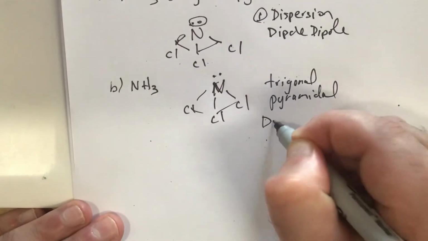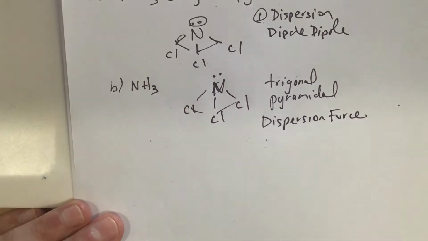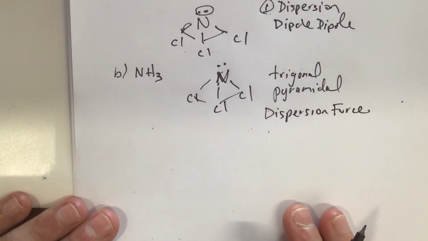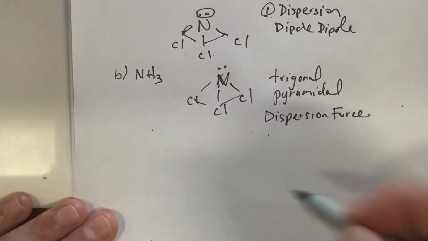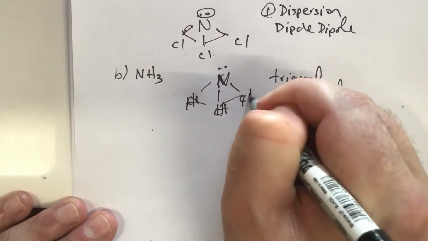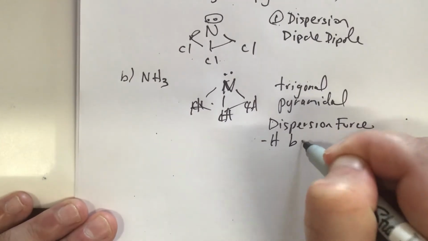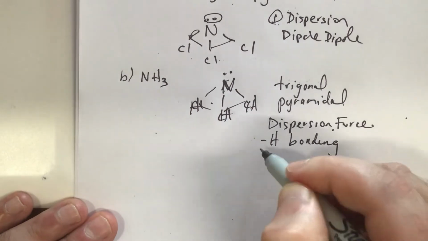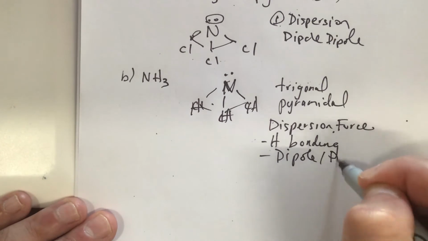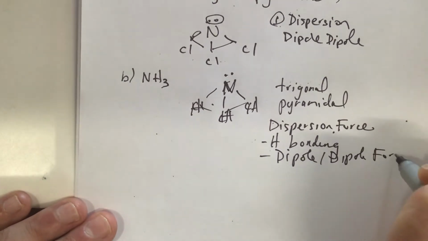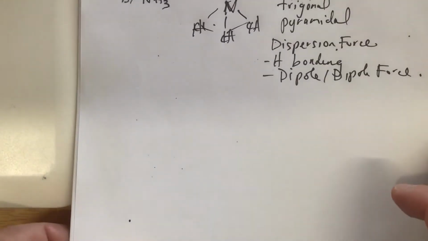Well, all molecules have a dispersion force. We've got, oh, what am I doing? I'm drawing chlorine. So these should be hydrogens. Because we've got nitrogen and hydrogen there, we have hydrogen bonding, and hydrogen bonding is just a special type of dipole-dipole force. Okie dokie. That's B.